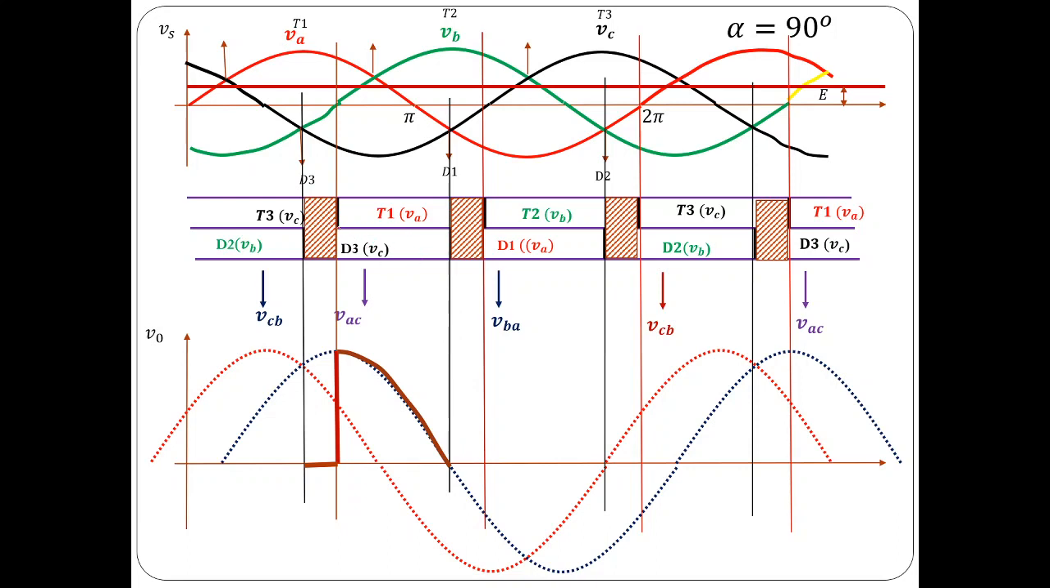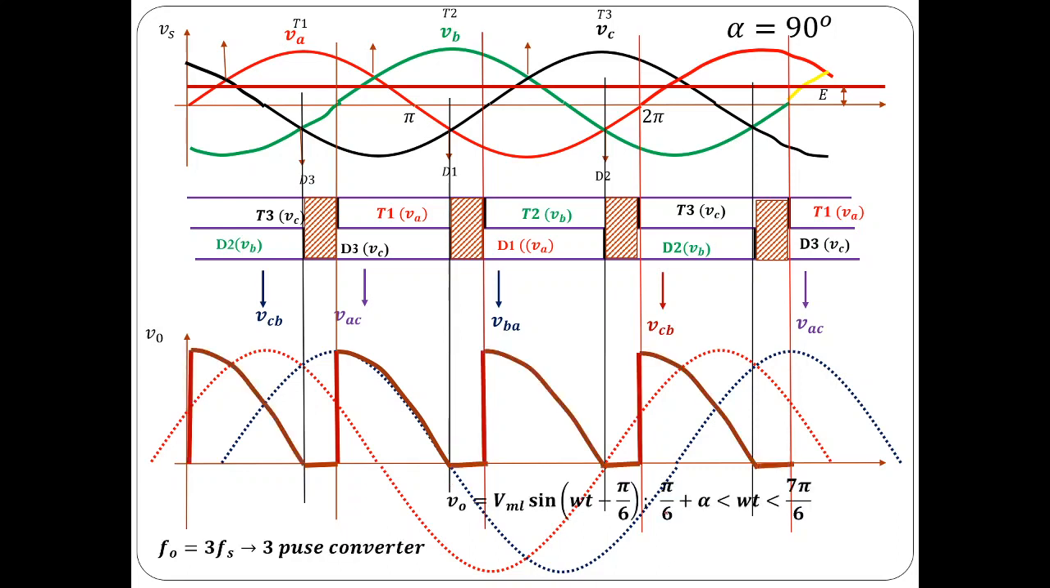Now you can see that for alpha equal to 90, from pi by 6 plus alpha to 7 pi by 6 plus alpha, the output voltage is the same as VAC. And at 7 pi by 6, you can see that the output voltage is touching 0, and it is trying to become negative at this instant. Once it tries to become negative, the freewheeling diode would come into conduction mode.